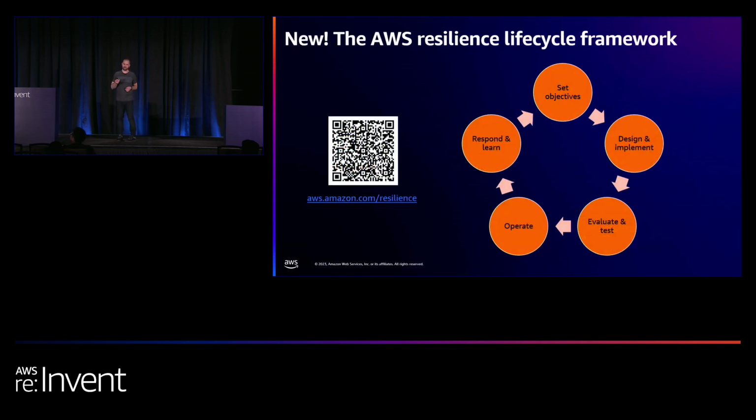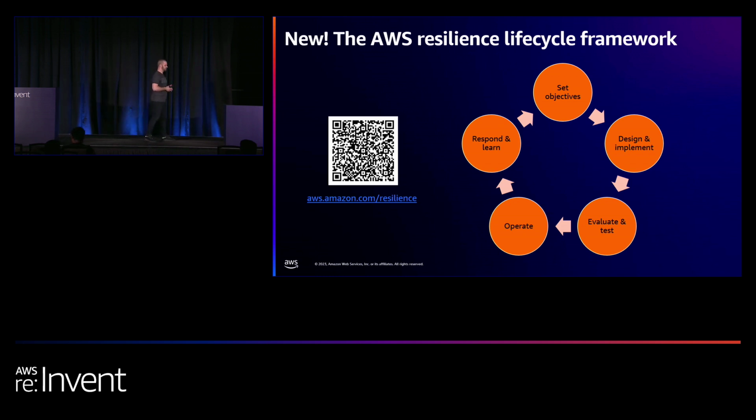So we took these 4 cornerstones of resilience, and we thought about how we've done resilience at Amazon and AWS, and how our customers are doing it. We came up with something called the Resilience Lifecycle Framework. Basically, the lifecycle framework is a continuous resilience process by which you go through these steps and try to understand how to improve your system resilience. And it starts with setting objectives.